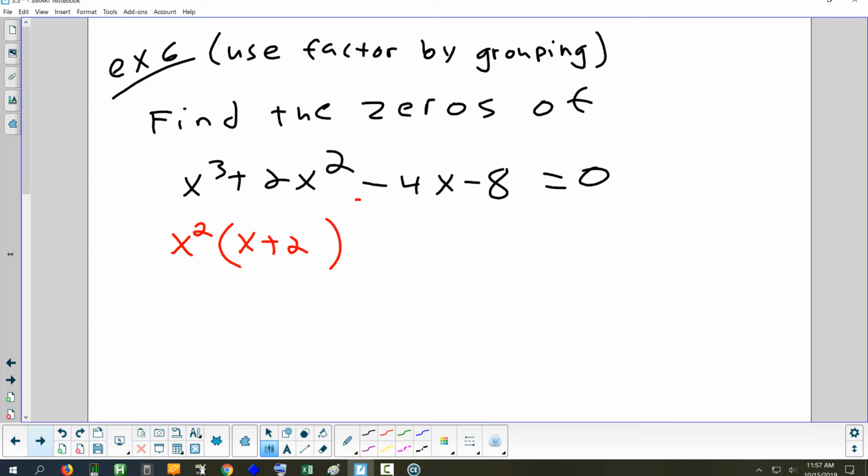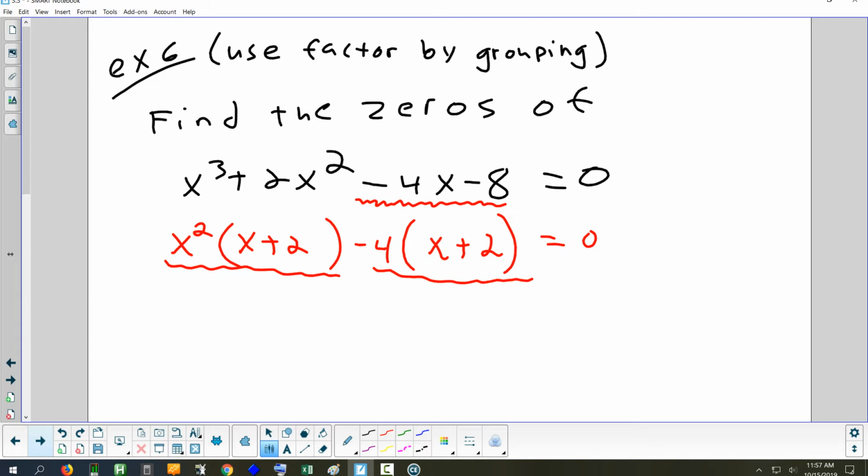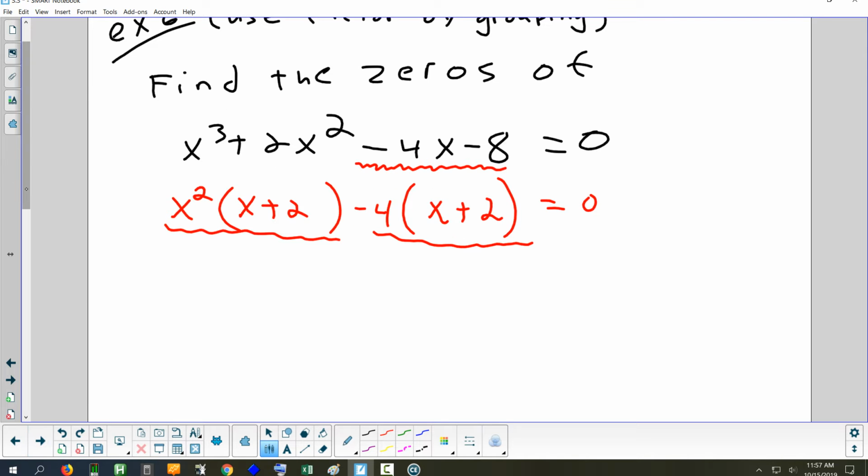Does anybody see what I could factor out of this part? Factor out a -4, and look what you're left with. If you didn't get x plus 2 twice, this wouldn't work. Now, you factored out what those had in common. Now look at this, and look at that. What do each of those have in common? x plus 2. Right, this is where factor by grouping works. If you had an x plus 2 and an x plus 3, you're stuck. You've got to have the same thing.